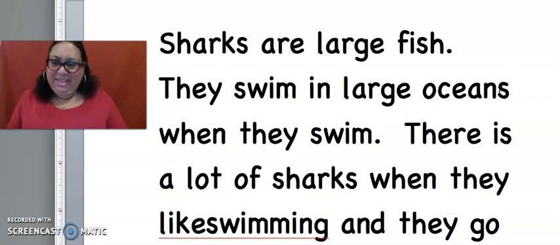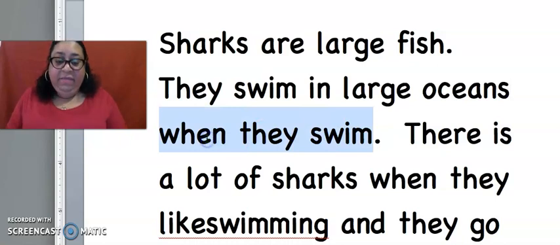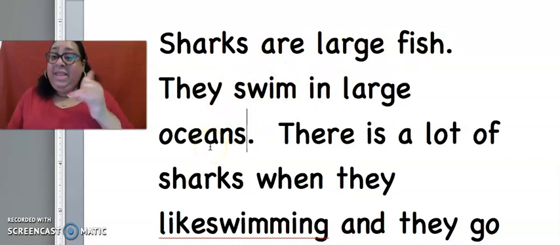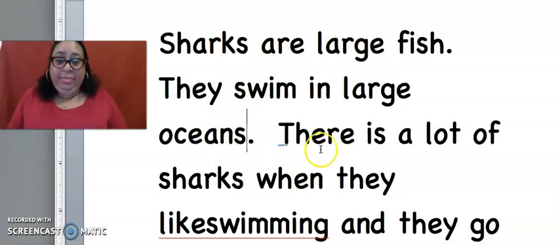I don't think that sounds right. That's not easy for my reader. It's like I'm saying the same thing two times. They swim in large oceans when they swim. I can just say they swim in large oceans. I'm going to get rid of that part. Sharks are large fish. They swim in large oceans. That's much better. There is a lot of sharks.